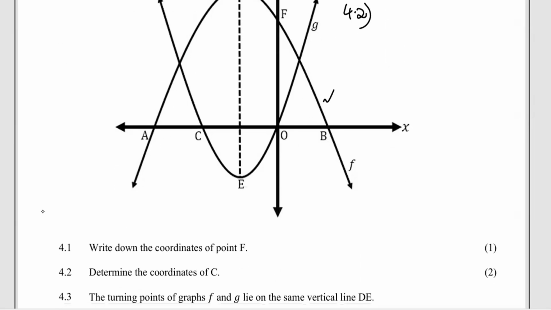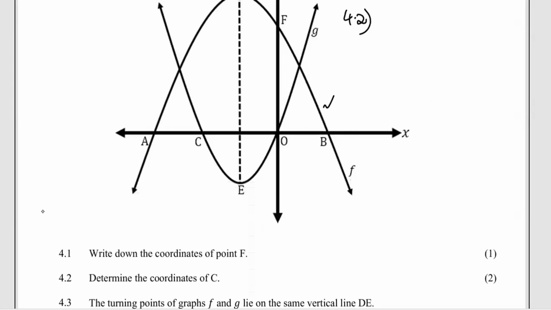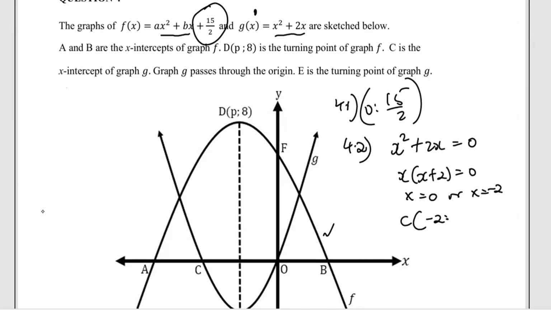Then determine the coordinates of C. So C represents the x-intercepts. Y is going to be a 0, and the graph that is passing through C is the G. So G of x, I'll put a 0 there, meaning that x squared plus 2x should be a 0, x times x plus 2, and then that means that x is a 0 or x is a negative 2. They want the coordinates of C. So C is going to be negative 2 with a 0.